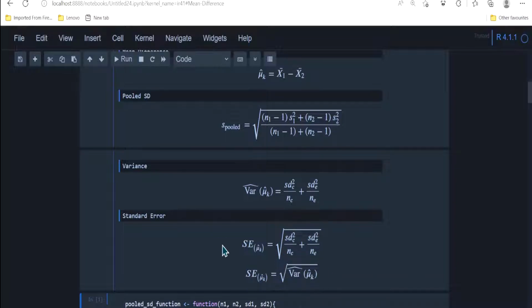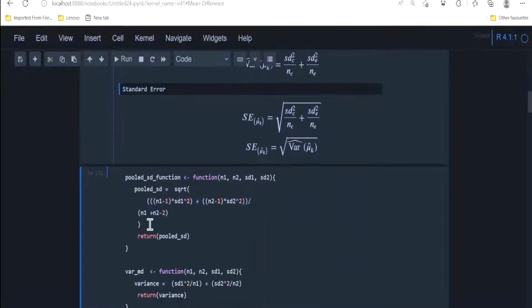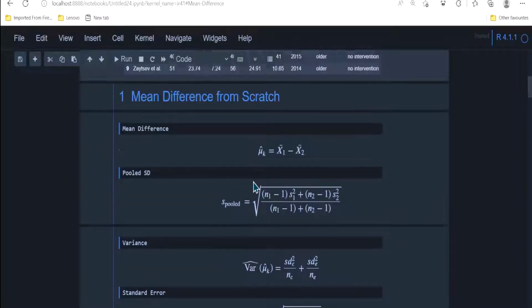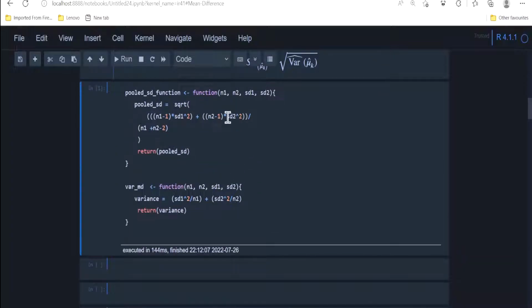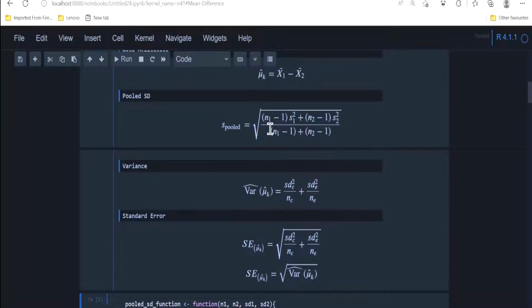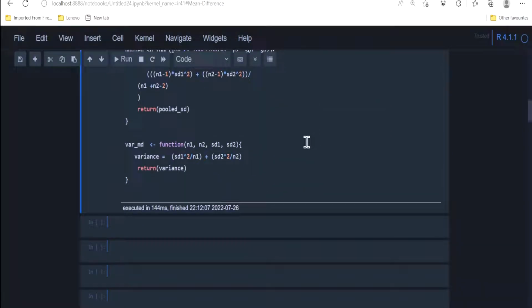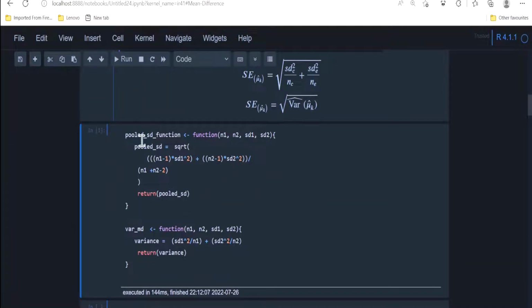So that means the standard error of the mean difference is the square root of the variance of the mean difference. I quickly converted these equations into functions. For example, for the pooled standard deviation, I have this equation. If you remember, we need four parameters: n1, n2, s1, s2, and that's all we need. I already calculated these values, and the variance is also already there.